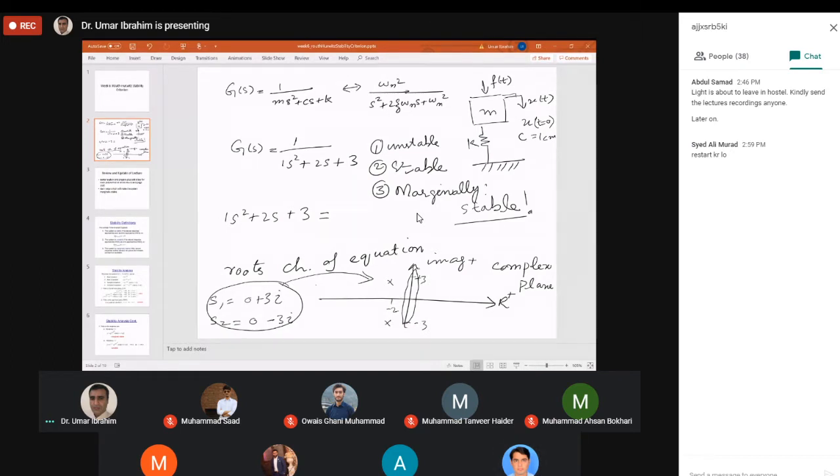ठीक है, it is marginally stable क्योंकि अगर ये बिल्कुल दरमियान में है ना, it is neither growing nor decaying. If the response grows with time, then the system is unstable. If the response decays with time, then it is stable. Since it is not decaying, therefore it is not stable. And since the response is not growing, therefore it is not unstable. It is between stable and unstable. So we call it a marginally stable system.